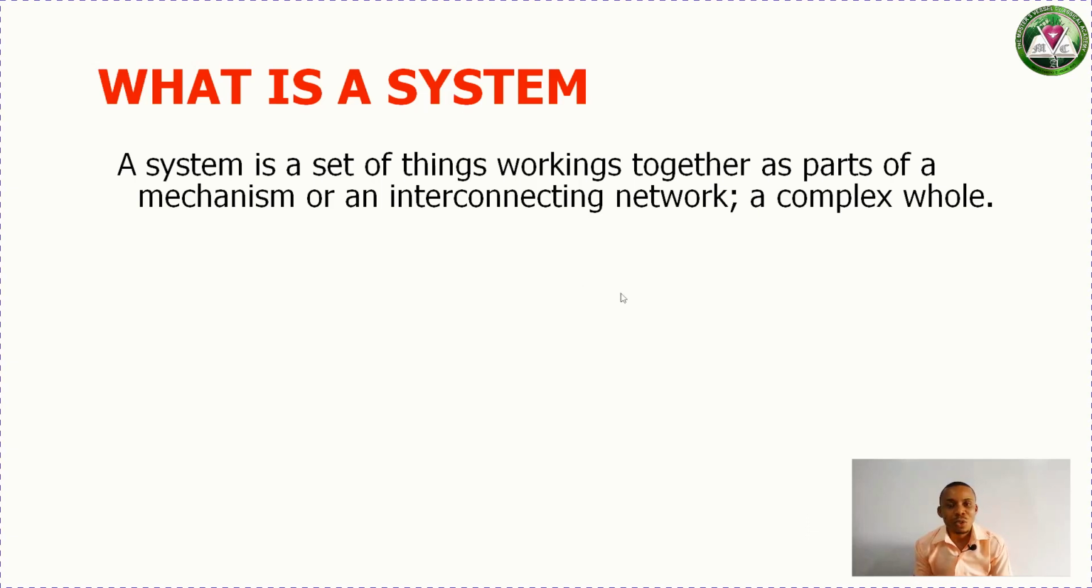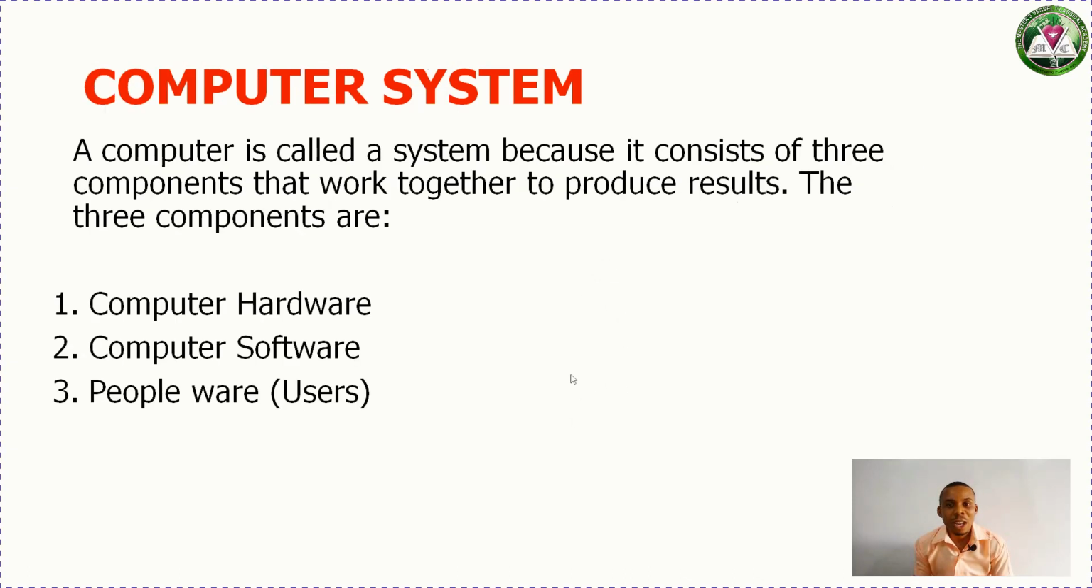And that takes us to computer as a system. What is a computer system all about? We say that a computer is called a system because it consists of 3 components that work together to produce results. And what are these 3 components? Here we have the hardware, that is the computer hardware. We have the computer software, and we have the peopleware. Otherwise, we can also call it the users. We'll be taking them one after the other to know exactly what they are.